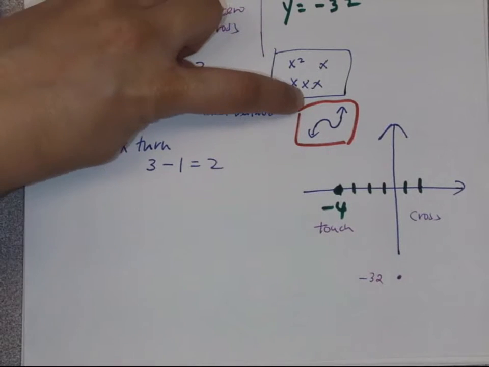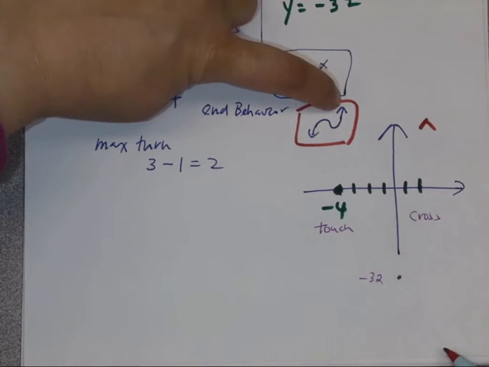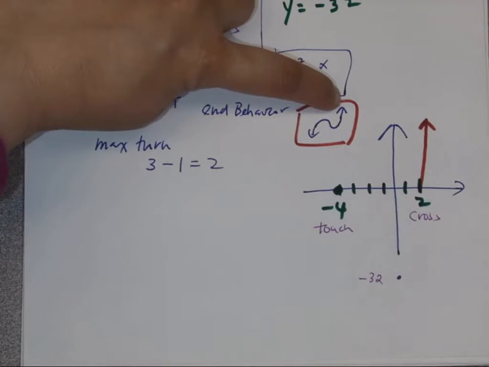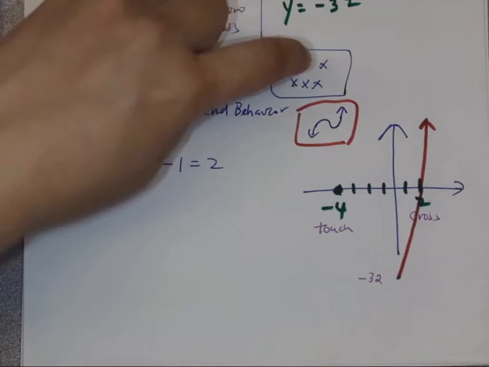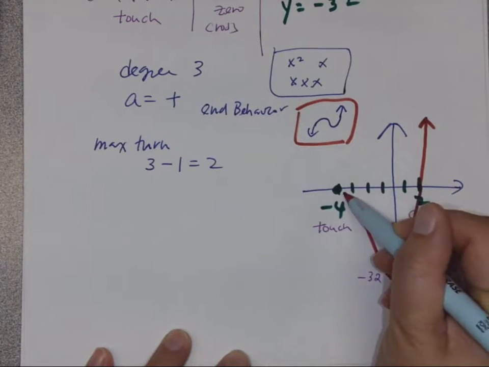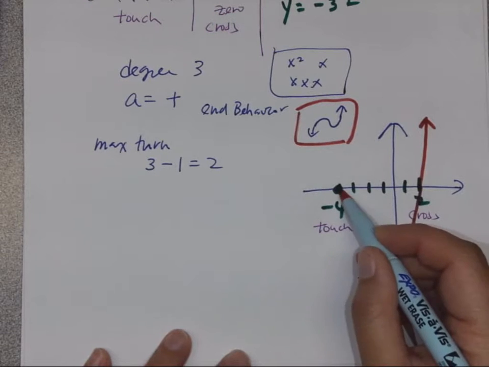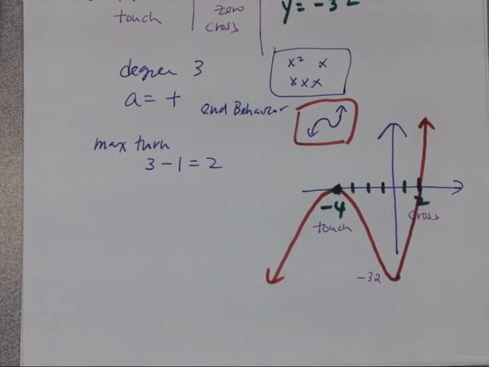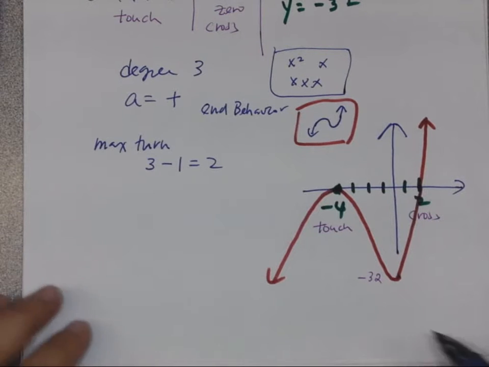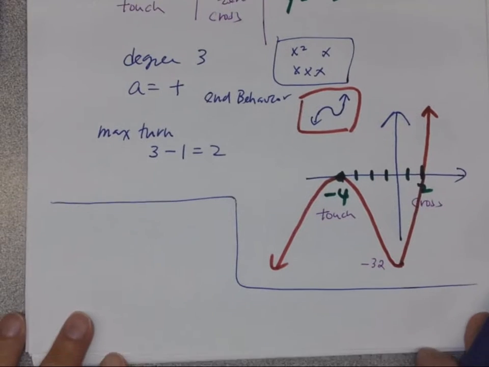So if that's the case, I'm going to start like here, right? Up here like this arrow. When I get to 2, I'm supposed to cross it, right? So go down and cross it. And then what? Go to negative 32, and then go back to negative 4, and do I keep going now? No. Because I touch it and I'm supposed to touch it and do what? Turn around and bounce back, right? Are we okay with that? Okay, so that's that.